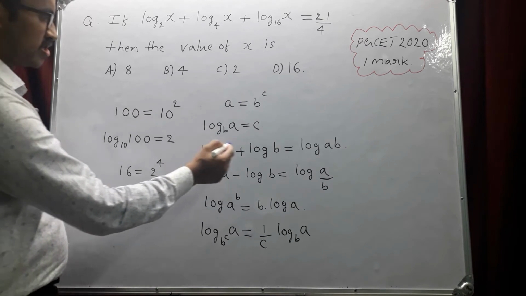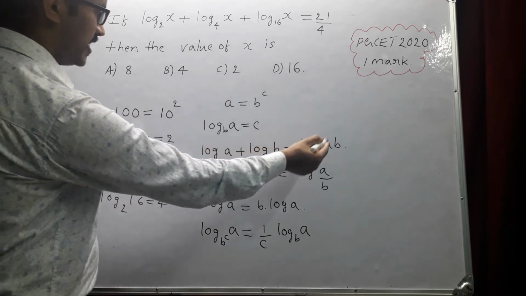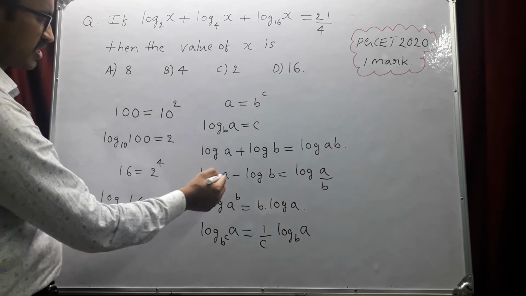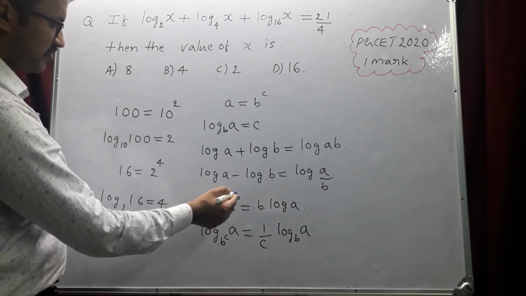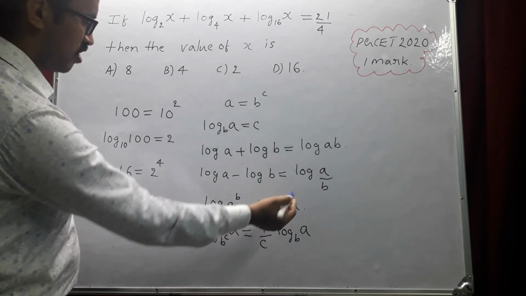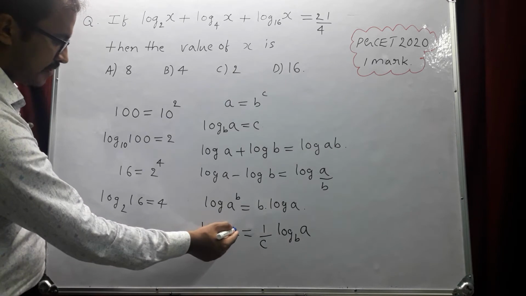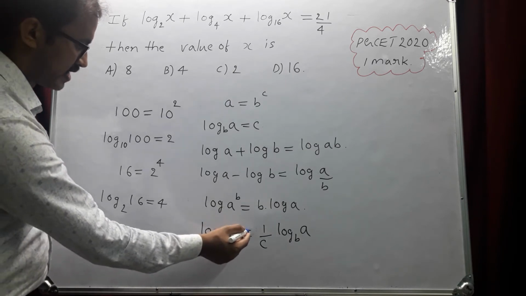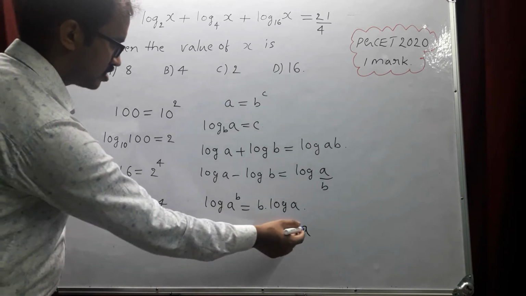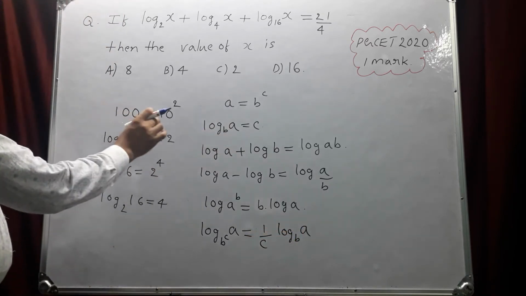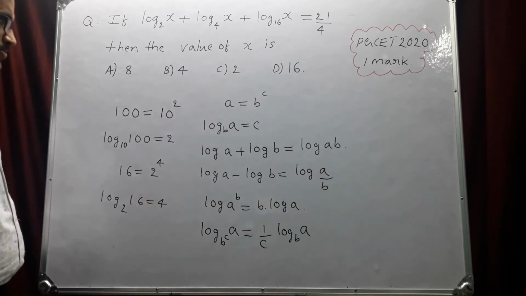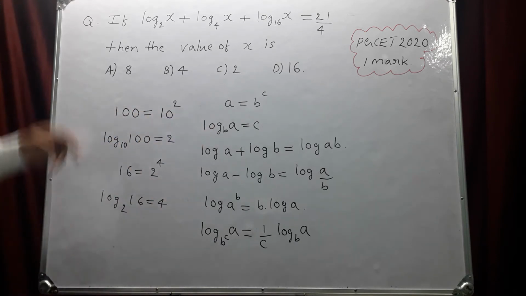So first one is log a plus log b is equal to log a into b. Second one, log a minus log b is equal to log a by b. Log a power b can be written as b into log a. Log a to the base b power c, we can write it as 1 by c log a to the base b. So if you want, you can verify this one by taking suitable values. So now let us see how to solve the given problem by using these properties.